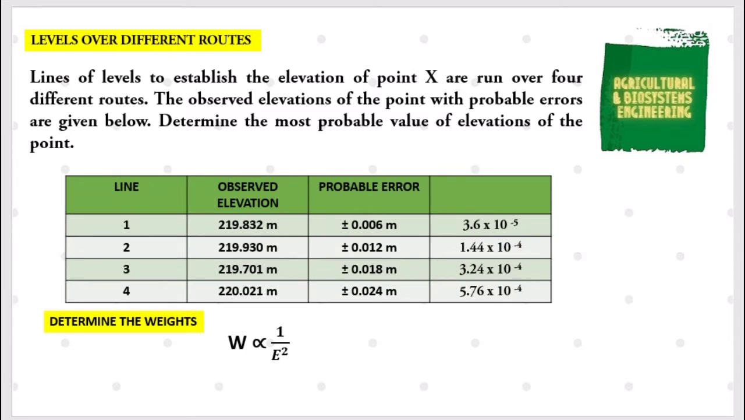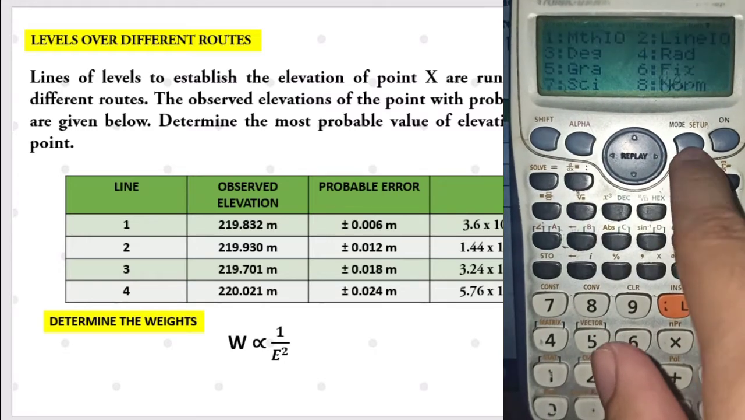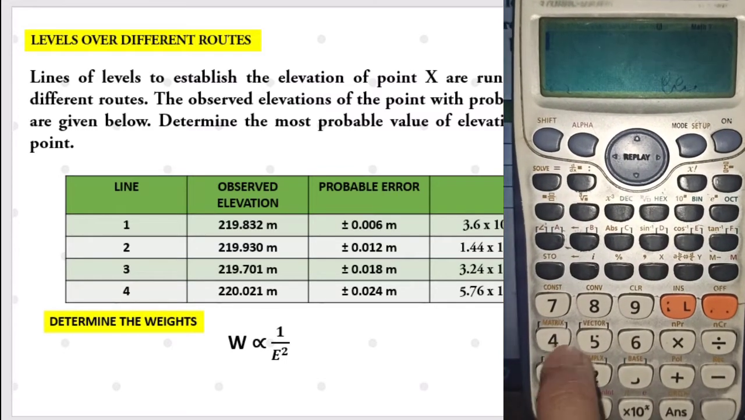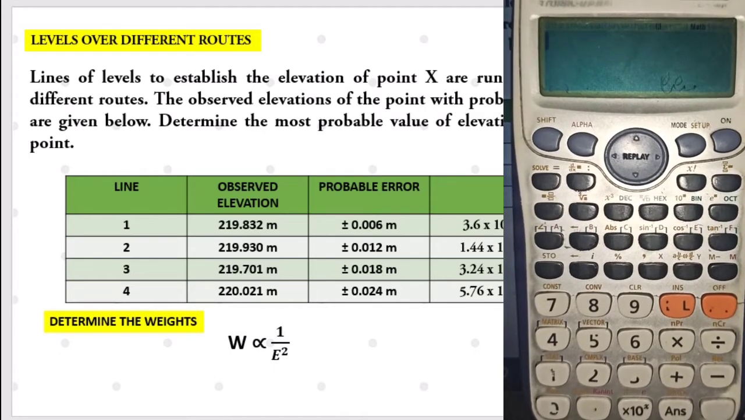If you are wondering how I got that, I would like you to pick up your calculator and follow these steps. First, set your calculator to radian mode. To do that, click Shift, then Mode. You can see number 4, which states rad. Then just click it. You can see in the upper right of your calculator the symbol R. It means it's already in radian.